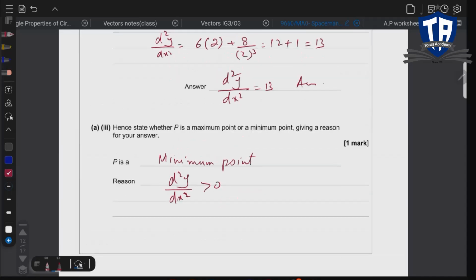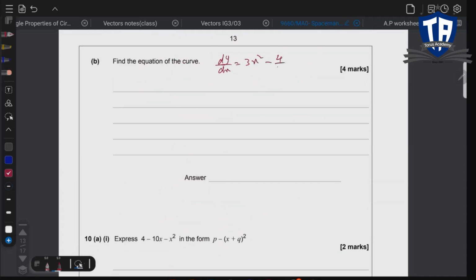And for finding the equation of the curve, it means that we need the final answer in the form of y is equal to f of x. And we have dy by dx, meaning the derivative function. By integrating the derivative function, we can get the equation of the curve in the form of y is equal to f of x.